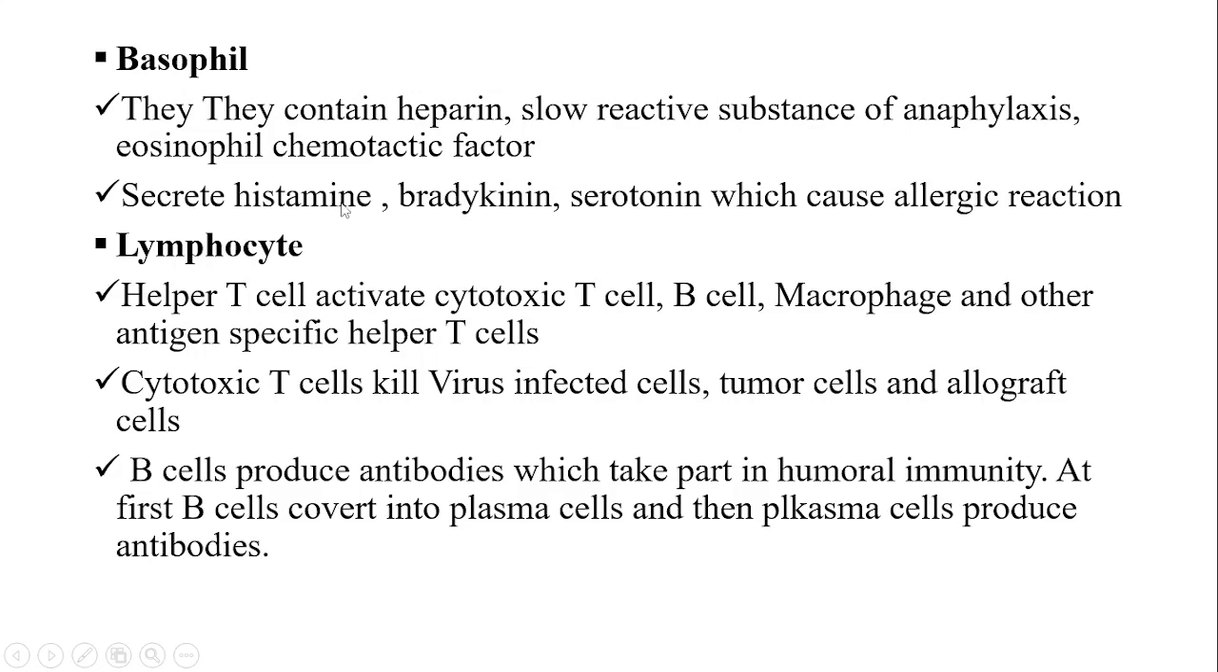Another potent substance of allergy or any inflammatory reaction is histamine, bradykinin, and serotonin, which are also released by basophil. So basophil is basically a cell which is responsible for any type of allergic reaction. So in a patient suffering from any type of allergy, both basophil count and eosinophil count will be increased. Basophil count is increased because it is the basophil which is causing the allergy, and as a compensatory reaction in a later stage eosinophil count will also be increased to subside the allergy.